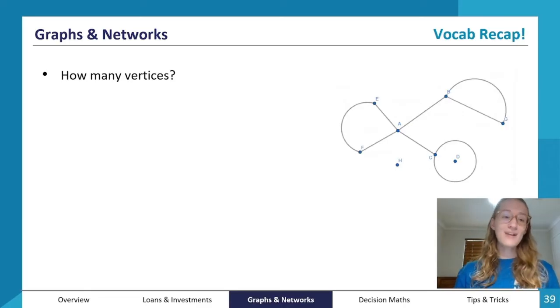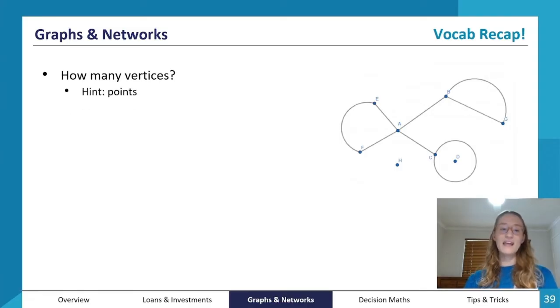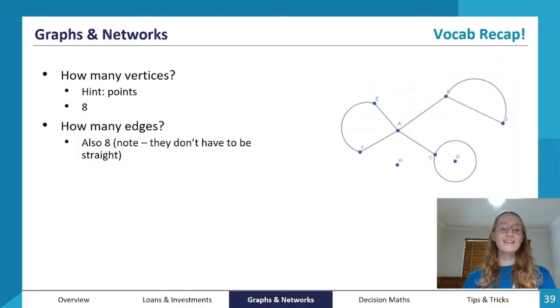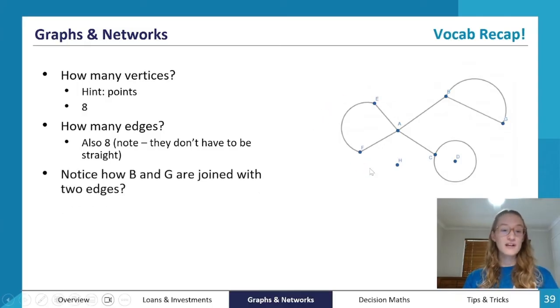So to practice applying that knowledge, how many vertices does this graph have? And remember, vertices are the number of points. If you've counted them, A through H, you would have seen that there is 8. Question, how many edges? We can see that there's also 8. And you can also note that they don't all have to be straight. This one is a curved one, for example. So edges don't have to be straight.